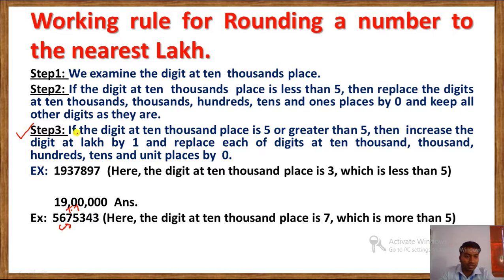If the digit at 10,000 place is 5 or greater than 5, then increase the digit at lakh by 1. So in lakh we have 6. When we increase by 1, this will become 7. Understood? And replace each of the digits at 10,000 place, 1000 place, 100 place, tens place and ones place by 0. So we replace by 0, and this will be as it is. So this is how we can round up the given number.